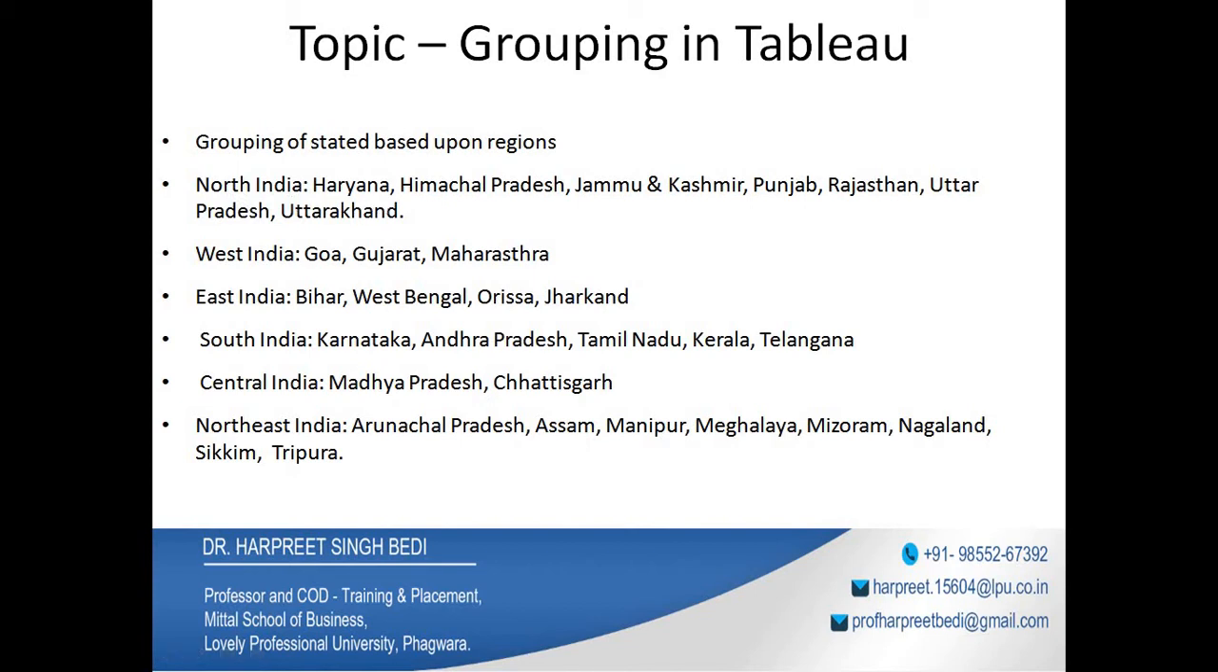These are the states under North India: Haryana, Himachal, Jammu and Kashmir, Punjab, Rajasthan, Uttar Pradesh, Uttarakhand. West India: Goa, Gujarat, Maharashtra. East India: Bihar, West Bengal, Odisha, Jharkhand. South India: Karnataka, Andhra, Tamil Nadu, Kerala, Telangana. Central India: MP and Chhattisgarh. So let's demonstrate.